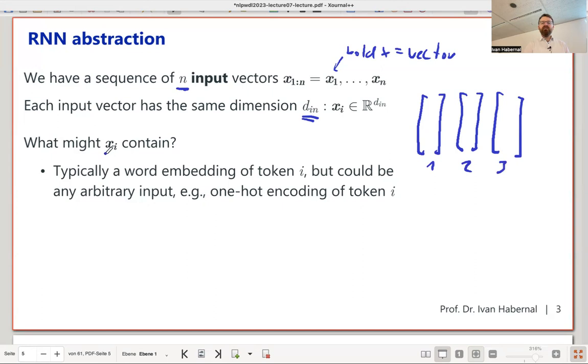So what might these vectors be? Typically these are a word embedding of the token at position one. So if I have the cat sat on the mat, typically this will be an embedding of the word the. So where do we get the embeddings? How do we get from words to embeddings? What can we use for that? We talked about it in the last lecture quite a lot. There are tools for turning a word into an embedding. Do you remember how we can do that? Do you have any idea how we can turn a word into an embedding?